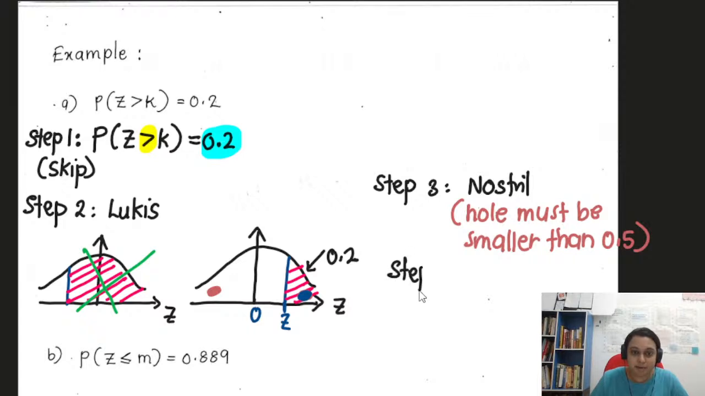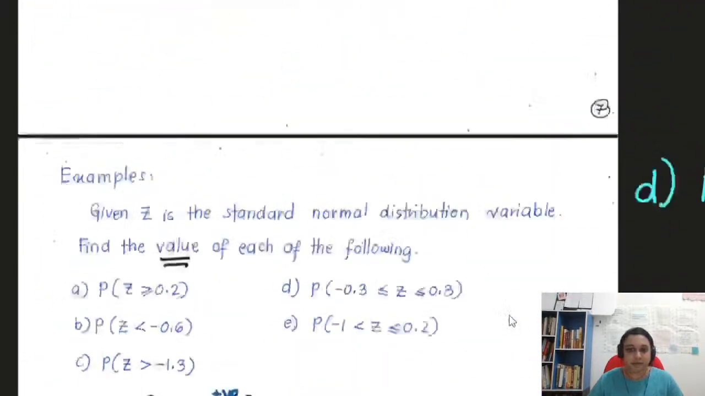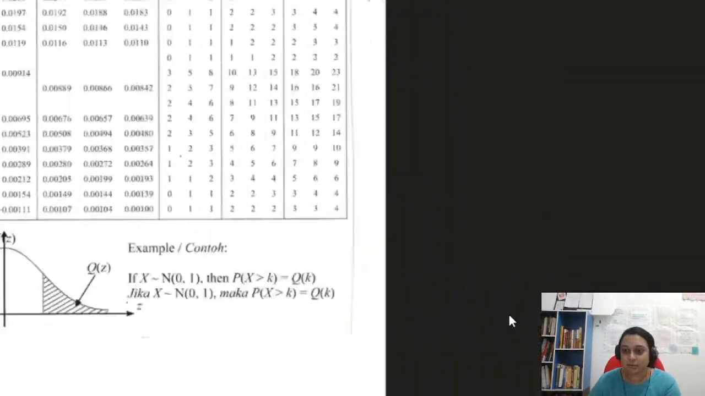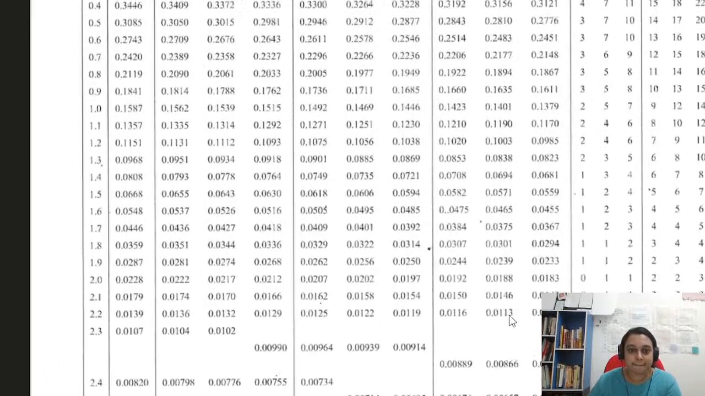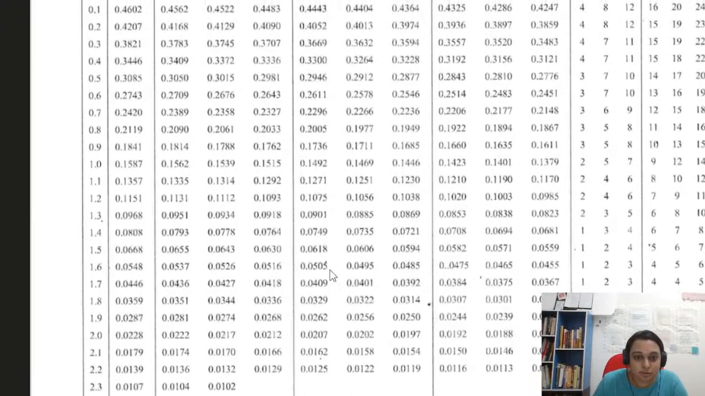Okay, so go to your table, step 4. Okay, step 4, we're going to go to the table, jadual, and we're going to find 0.2. We're going to find 0.2, the area. Okay, go to table, find 0.2. Okay, let's see, where is it close? 0.2. 0.2. Okay, here we start. I think over here can see already.